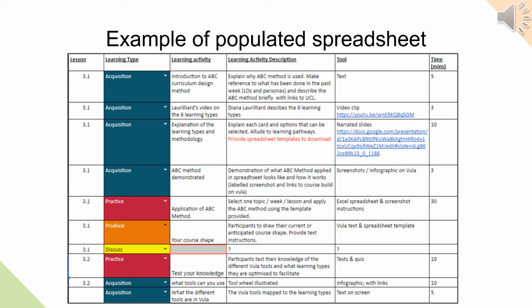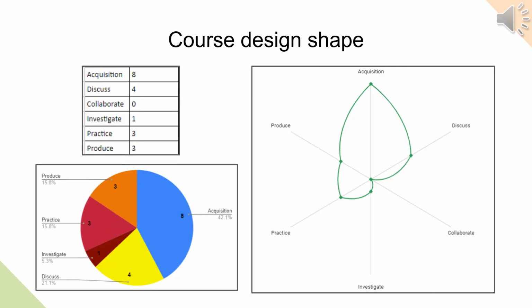Once you have noted down the activities using the spreadsheet, you now have an overall picture or plan of how the lesson, week, or course will look like. The next step would be for you to reflect on your plan. You can reflect on your course design plan by counting and totaling the number of learning types that you have used. In the spreadsheet template that you can download in session 3, we have set this up for your convenience.